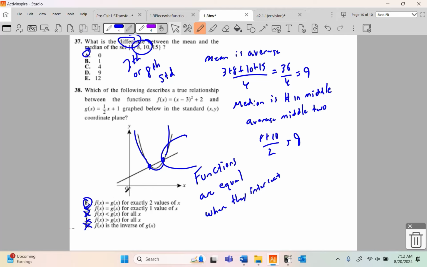Just looking for a simple idea if kids can understand where 2 things are equal on a graph. They're equal where they intersect.